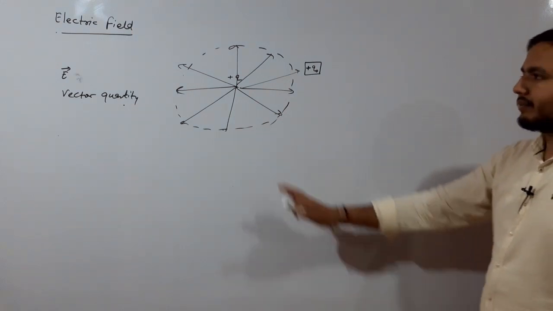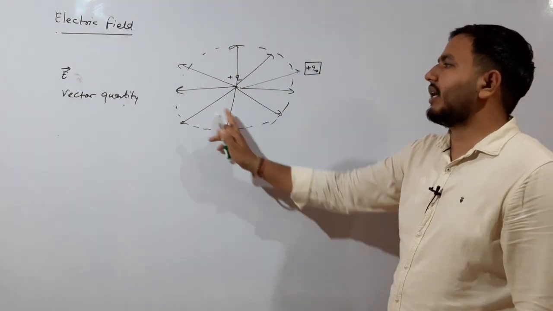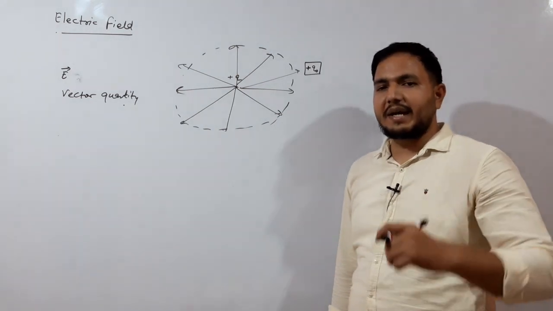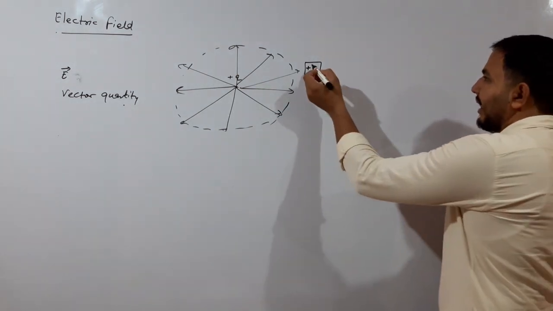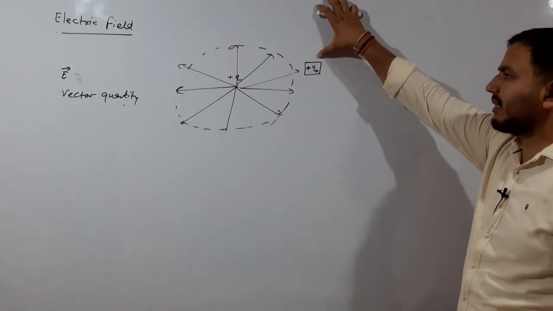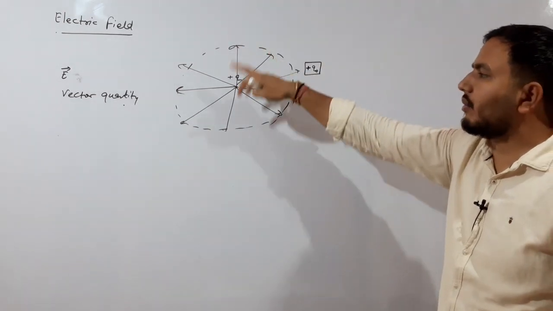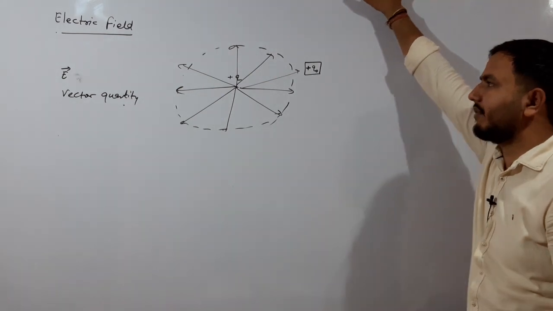Clear? An area surrounding a charge in which, when any test charge is brought, an electrostatic force is felt by this test charge. So the surrounding area is also called electric field.